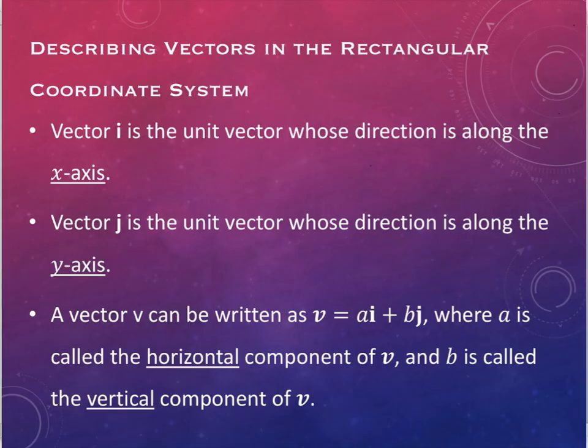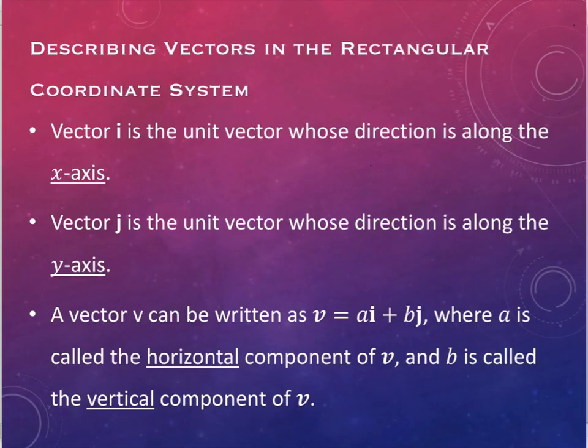So the vector i is the unit vector along the x-axis. Okay, so I'm sorry, I drew my hand in the wrong direction. The x-axis like this. It's how far left and right you go, right? That's the x-axis. And then the vector j is the unit vector whose direction is along the y-axis, up and down. And one of the ways you can remember is that it's alphabetical, right? x and then y, i and then j. Okay, so that's one of those things.